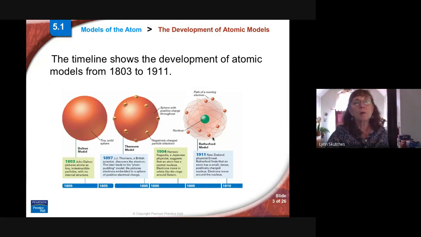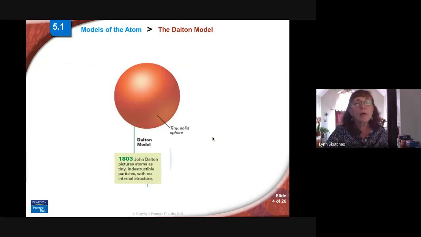All right, so what models do we have? We've had several. Dalton in the early 1800s put forth in modern time the first idea that matter's made of some littlest bit. At some point, you chop it up, you can't get any smaller, okay? And of course, it's solid.